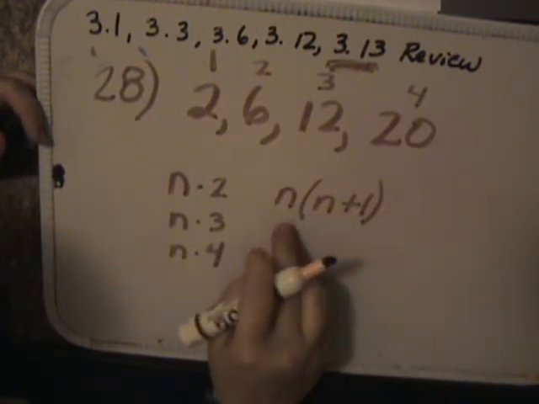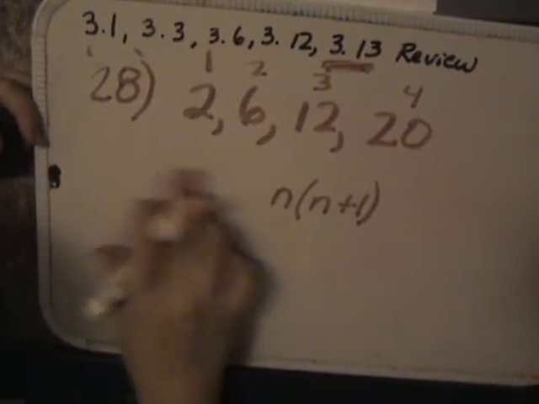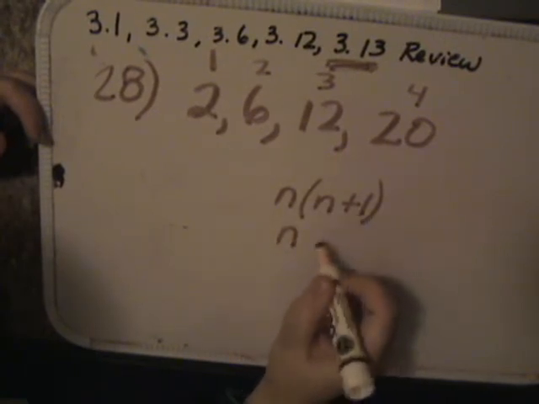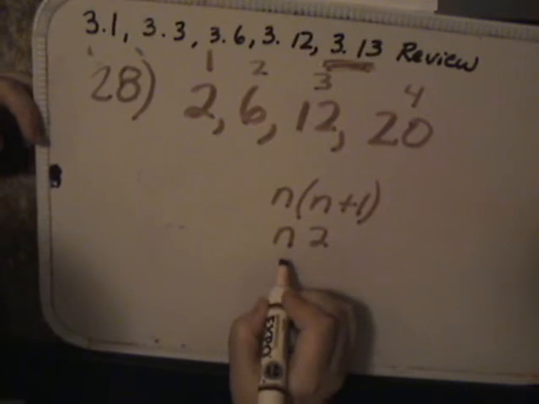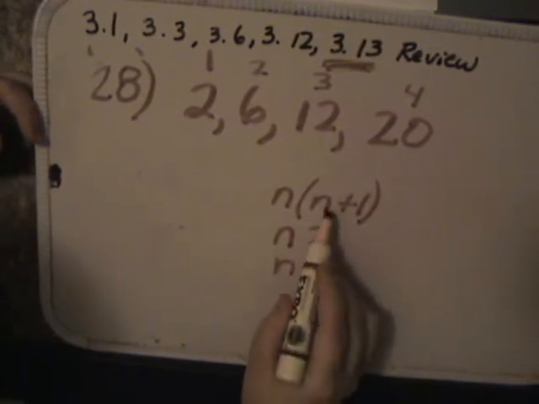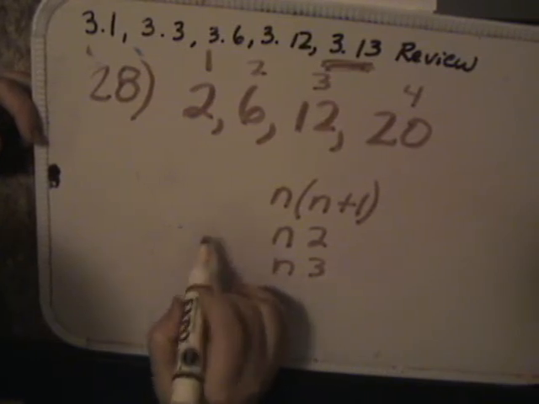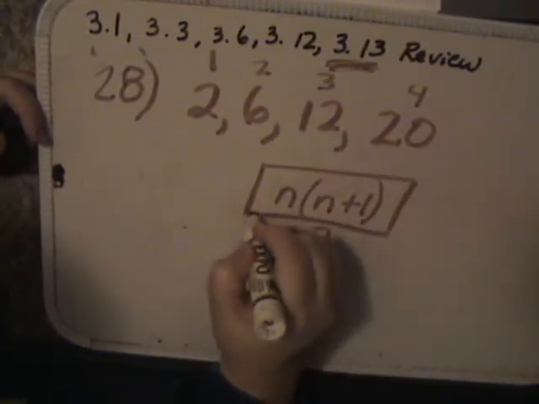And that would work because, for the first one, when I plug this in, that would be n times 1 plus 1, which would be 2. And then I would have n times 2 plus 1, which would be 3. And you see how I'm getting the same pattern that I had before. So this would be the answer for that.